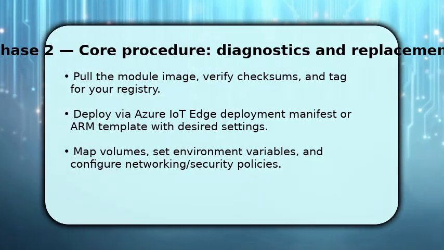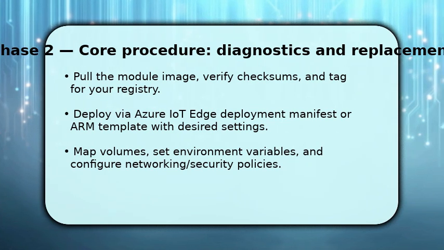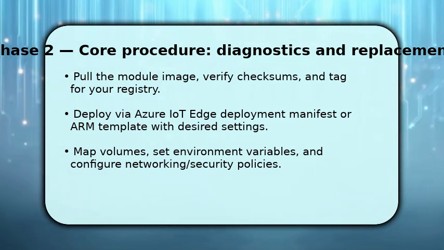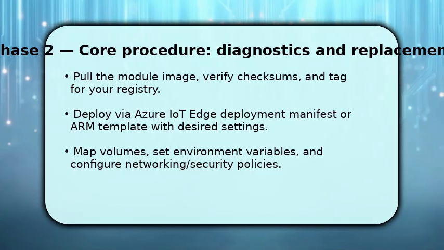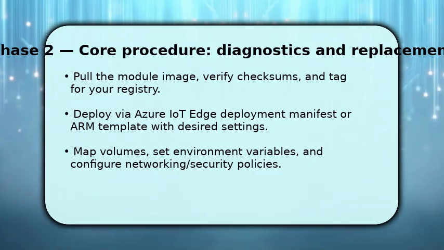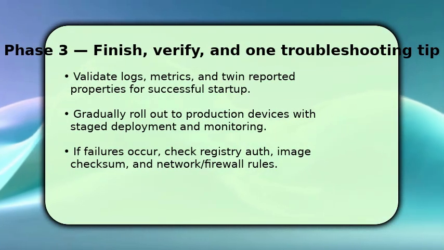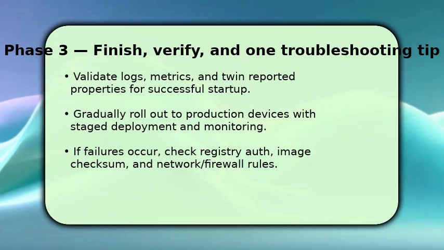Once deployed, map persistent volumes, add environment variables for runtime configuration, and configure networking and security policies so the module can communicate securely with IoT Hub and other services. Finish by validating, rolling out, and preparing a key troubleshooting tip.